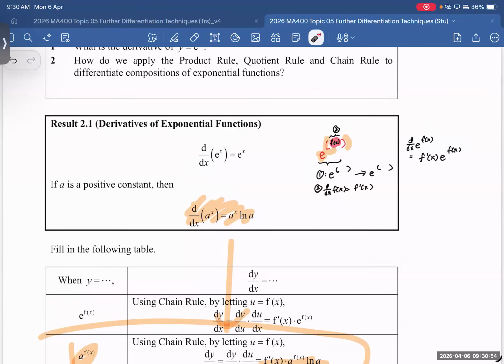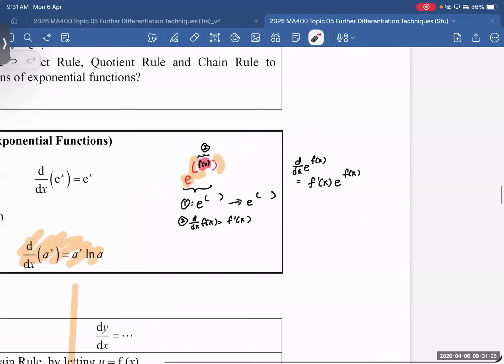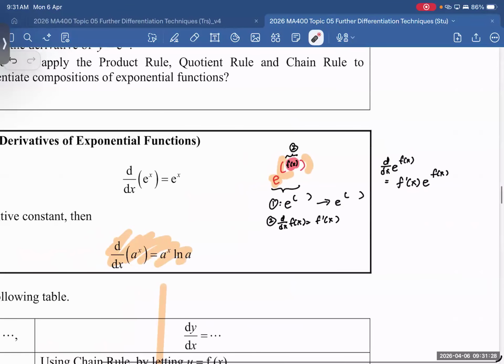e power f(x), we look at the chain rule, right? If you see e power f(x), notice how the one in brown is the outer layer. The one in red is the inner layer. Layer 1, outer layer. Layer 2, inner layer. Still okay? And so now, chain rule again is just differentiating outer layer times inner layer.